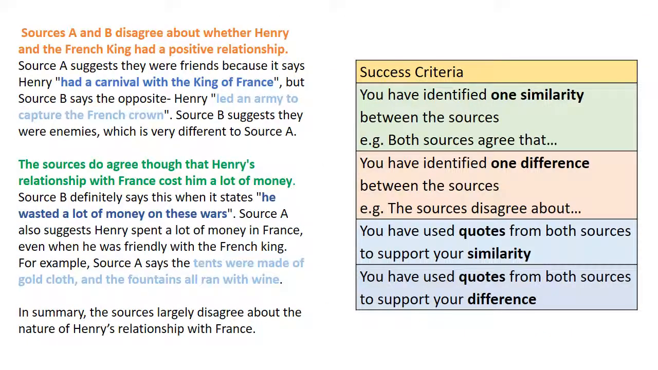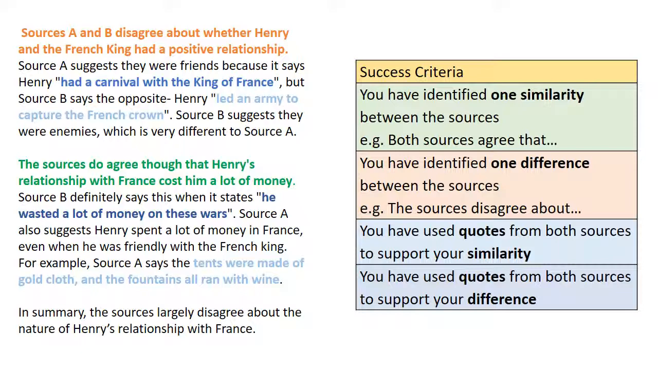So why is this a good answer? Well, firstly, it's identified one key difference between the sources. It also identifies a key similarity. You don't need to do that in any particular order, but you can see that the answer is structured into clear paragraphs. So if we think about the first paragraph, the difference is identified, and then there's quotes from sources A and B to develop and explain that point in detail.